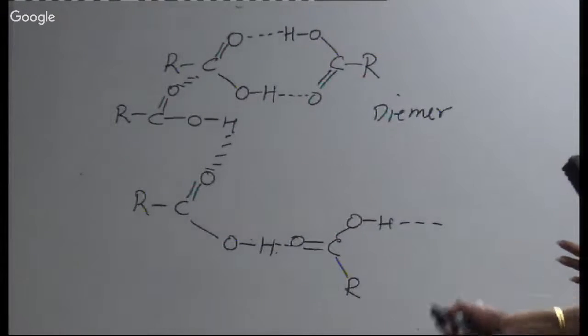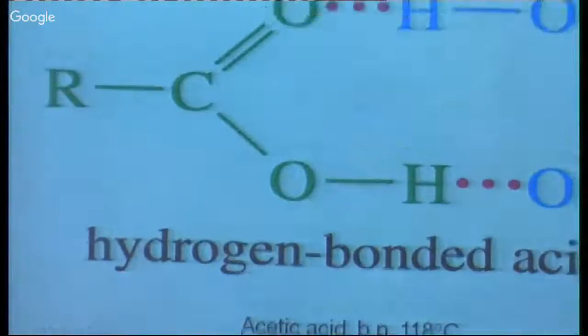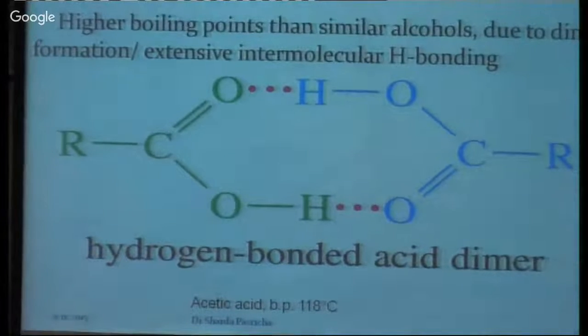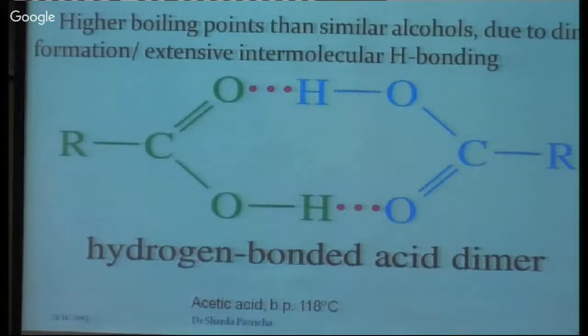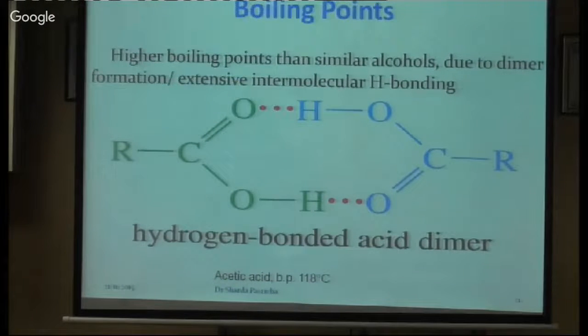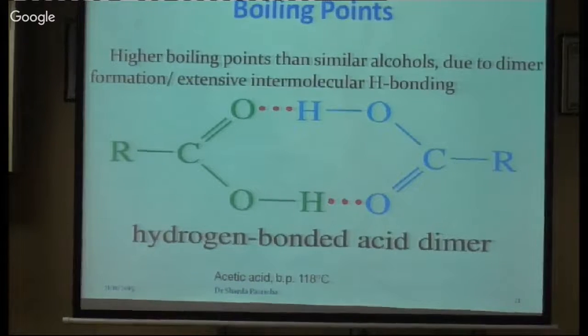That's the dimeric structure I've already shown you, how the dimerization takes place. So either you can have dimerization taking place, which I told you takes place in the vapor phase or in the aprotic solvent, or you have extensively hydrogen bonded structure like this, which is existing in the solution phase, which is responsible for the non-volatile nature of carboxylic acids and the fact that carboxylic acids have high boiling or melting points.